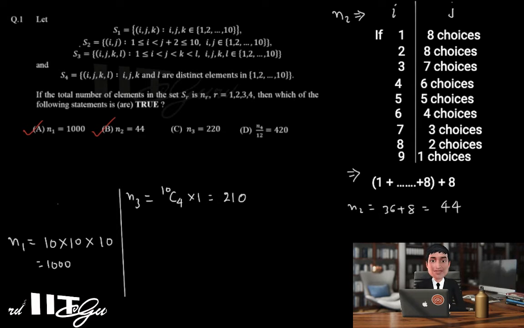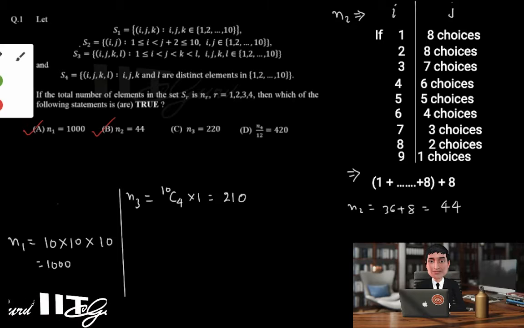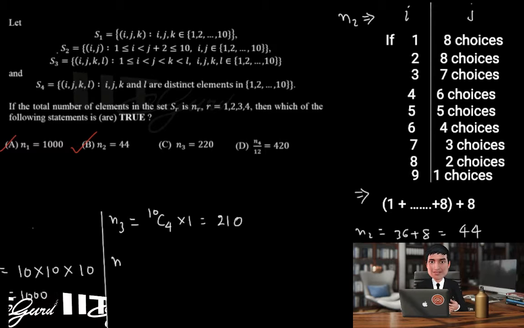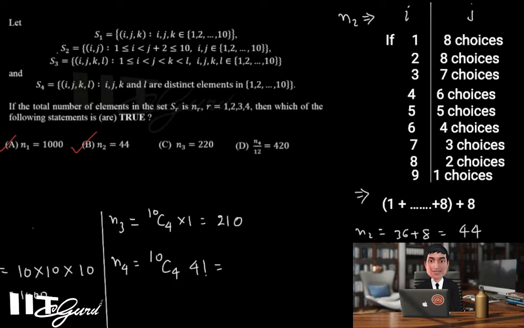Now what about N4? Let me see for N4. We can think about N4 as 10C4, because in N4 IJKL are there. In this situation, that is 10C4 into factorial 4 ways also, because in different 4 positions we can permute this also. So this will be 5040, fine. So 10C4 into factorial 4, that is 10P4 actually, 5040.